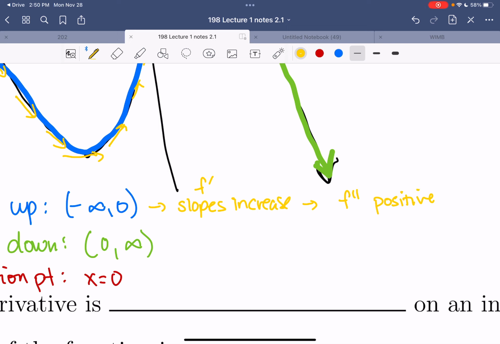Right? So in the last year, we said that if the derivative was positive, or our slopes were positive, then the function was increasing. Now, if the slopes are increasing and that's the first derivative, then the derivative of that must be positive. So that same kind of relationship works here as well.